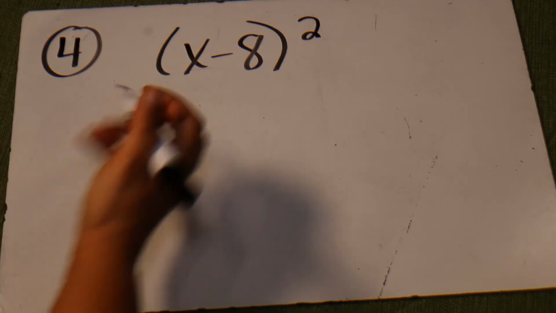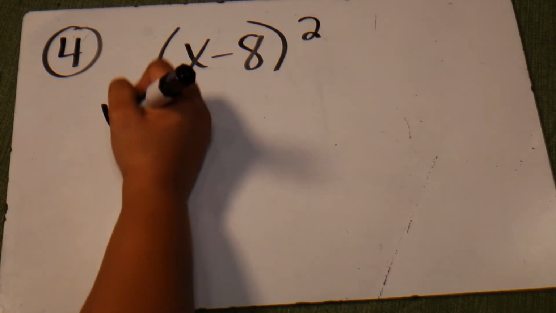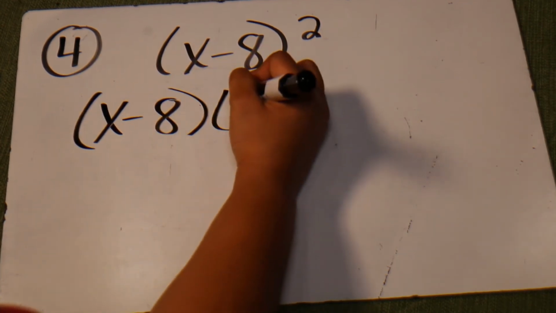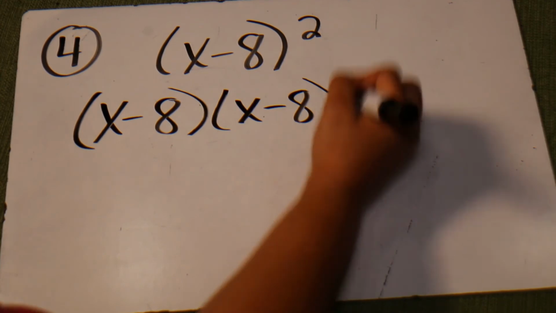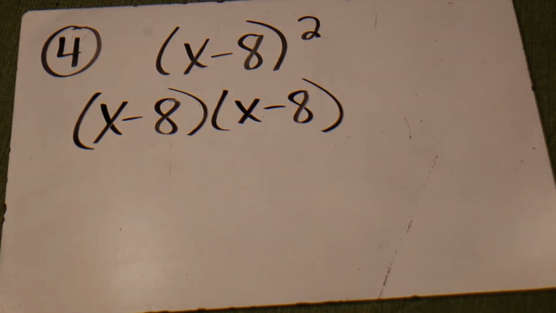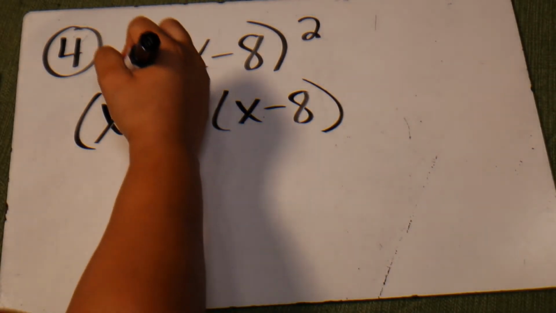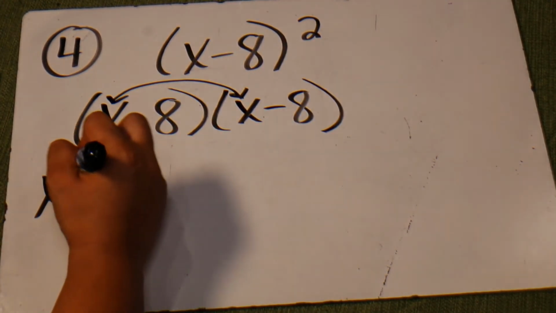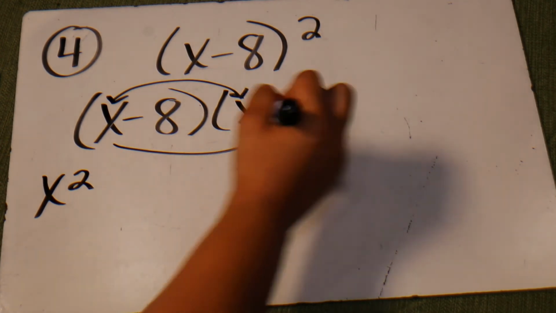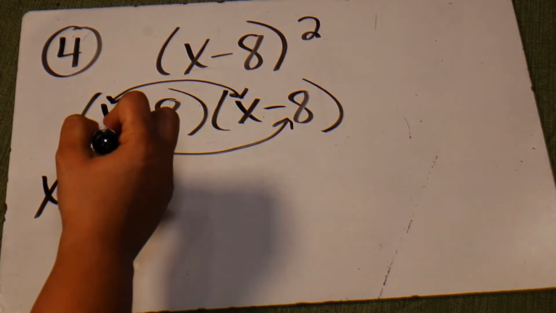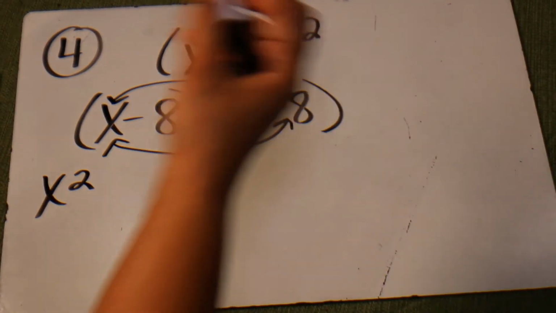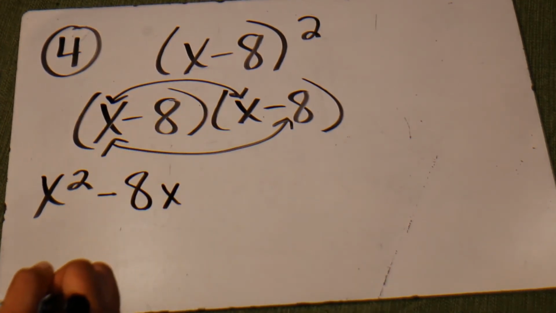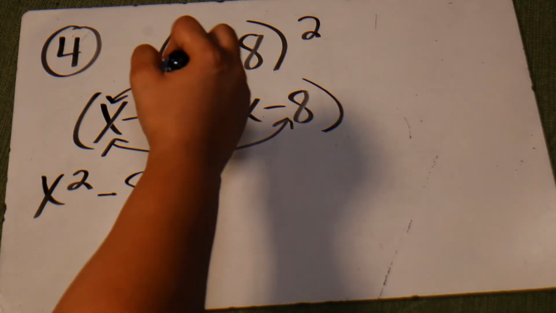Okay? So now we have x. We're going to expand it. X minus 8 times x minus 8, because that's to the second. So now we're going to do our FOIL. We're going to do our F. Let's do it first. We have x to the second. Then we're going to do our outer. We have to pay attention here. This is x times negative 8. Okay? So that's going to give you a negative 8x. Okay? Then we're going to do our inner.